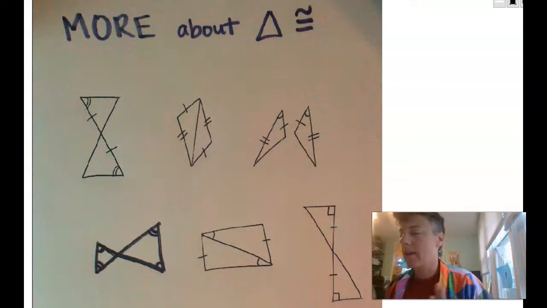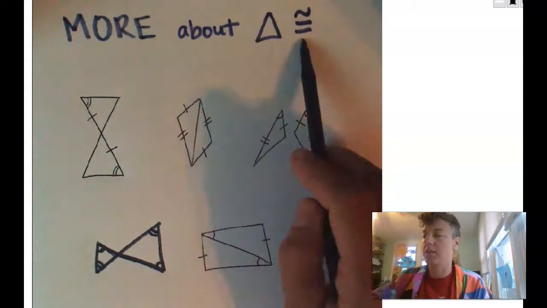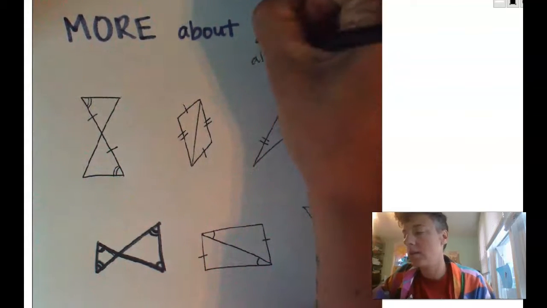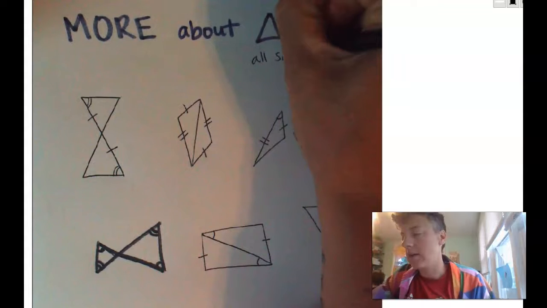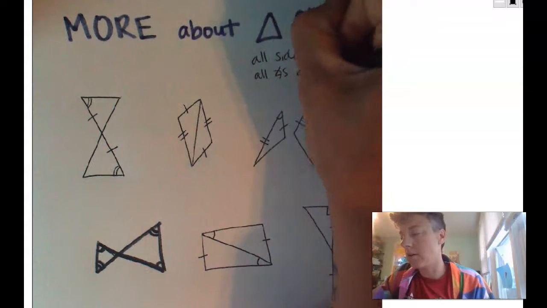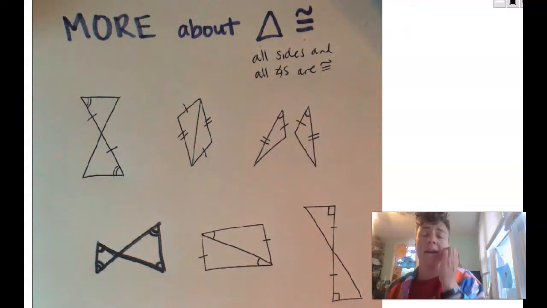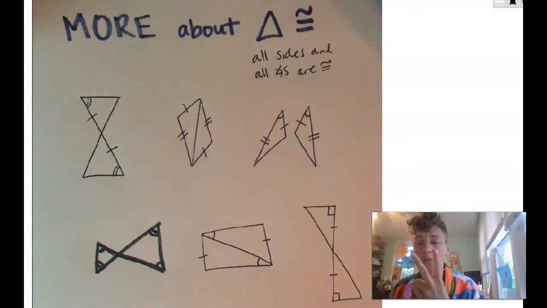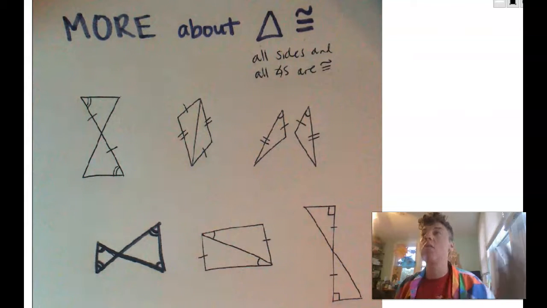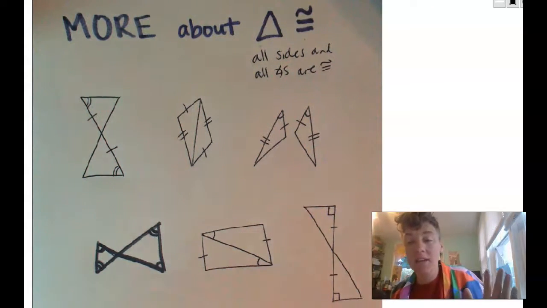Okay. In section 4.2, we talked about triangles being congruent. What does it mean for triangles to be congruent? That means all sides and all angles are congruent. So if we wanted to show that two triangles were congruent, we'd have to show that all their sides and all their angles are congruent. That's 6 things. That's too many things.